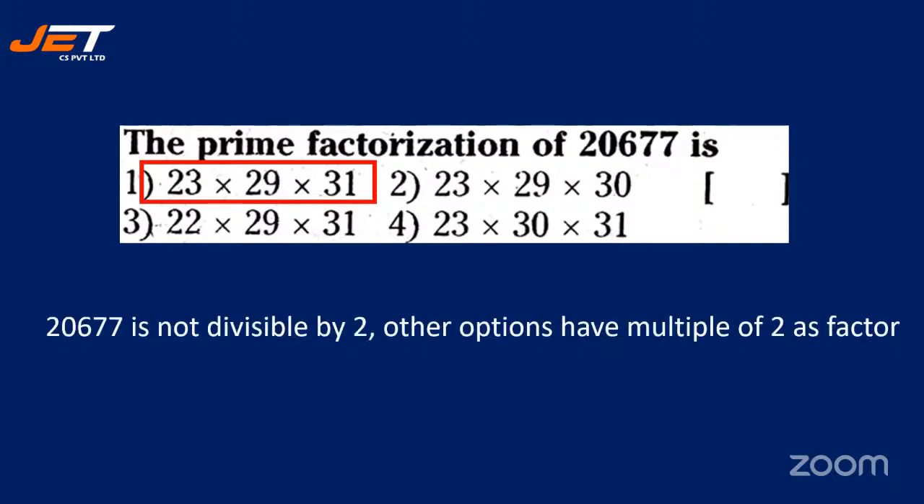20,677 is not divisible by 2. Other options have multiples of 2 as a factor.